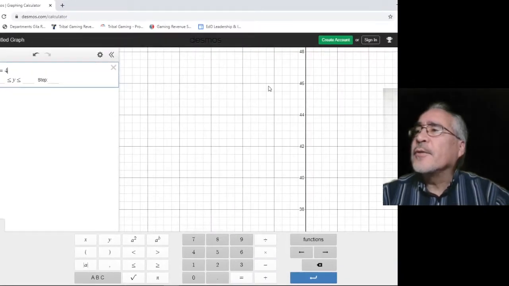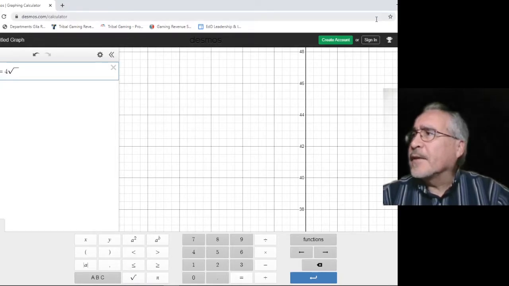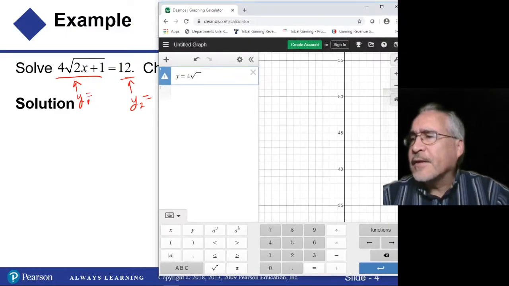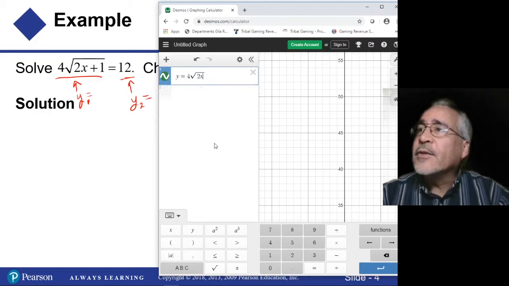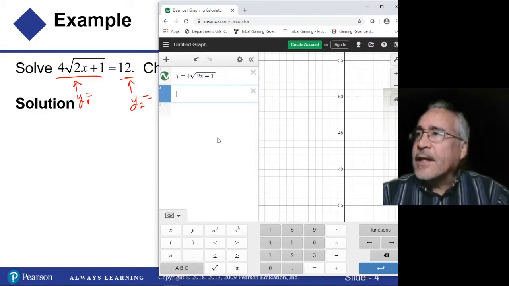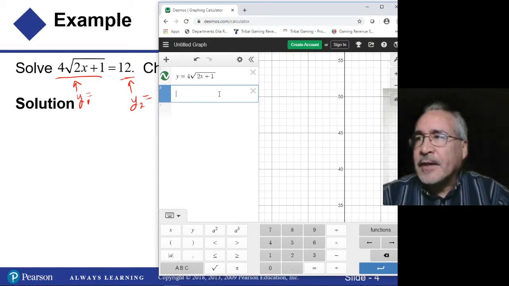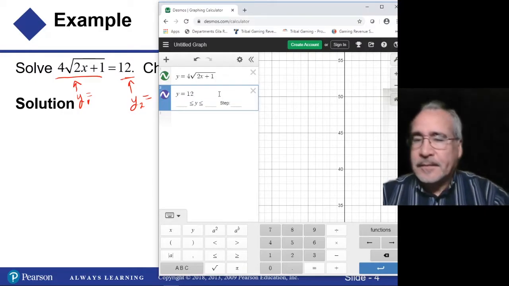Maybe I need to go full window. Let's see if that helps. Oh, there it is. Was it there all along? Sometimes you're looking right at something. 2x plus 1. And then I'll hit enter. It has graphed it. I don't see anything yet, but I'll show you how this one's a little easier to deal with. And then I go y equals 12.